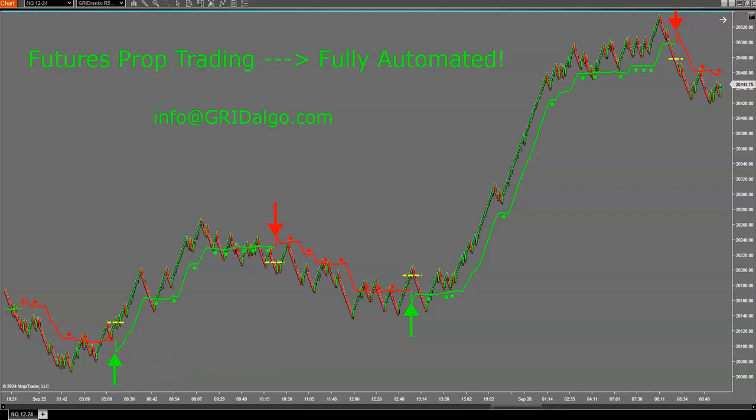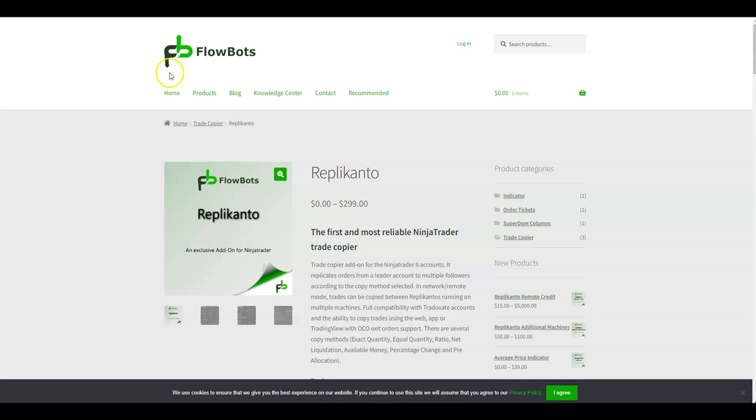So let's just take a quick look at the trade copiers just so you kind of have an idea of who they are and which ones to use. Flowbots is one. They have the Replicanto, very well known, very capable, very reliable.